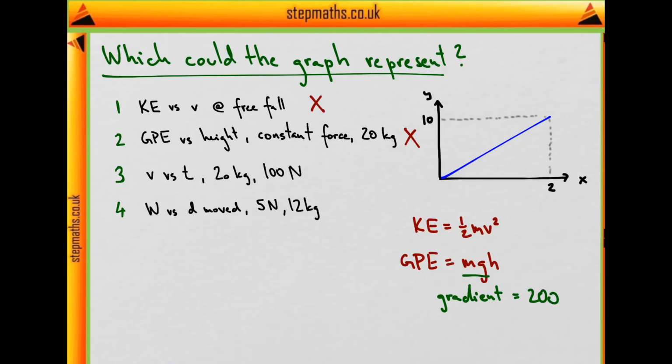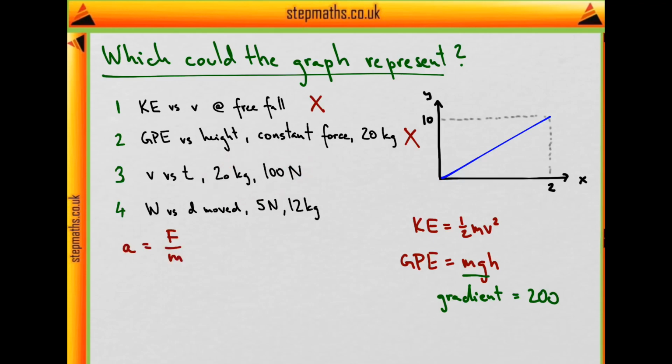So how about the third one? Velocity versus time, as the 20 kilo object is accelerated with a force of 100 newtons. Right, if this force is constant, then there is going to be some constant acceleration, and the speed is going to increase linearly with time. So the shape of the curve is the right shape. That is supposed to be linear, but how about the values?